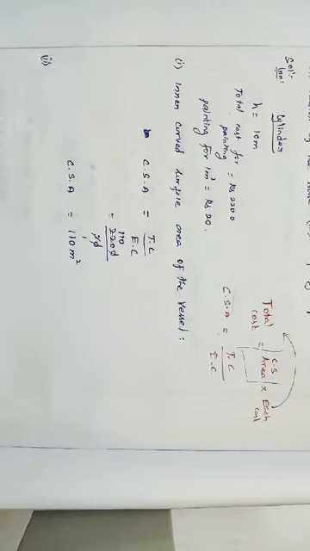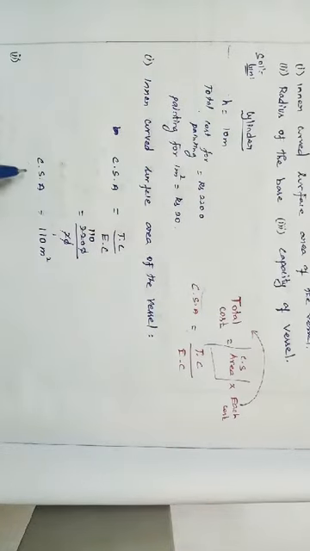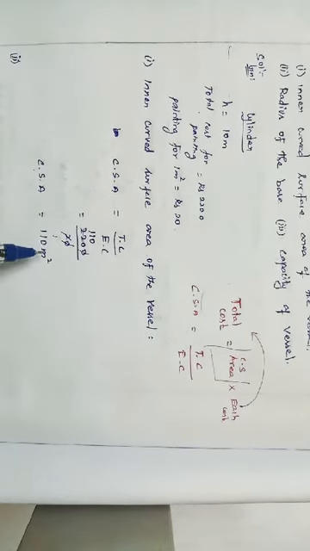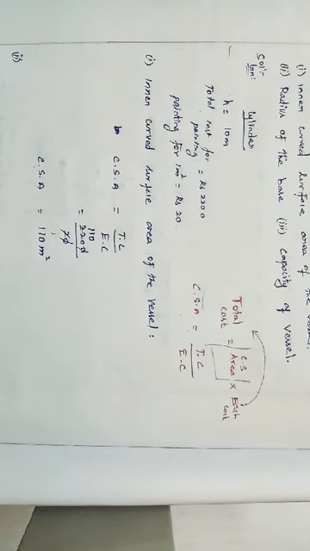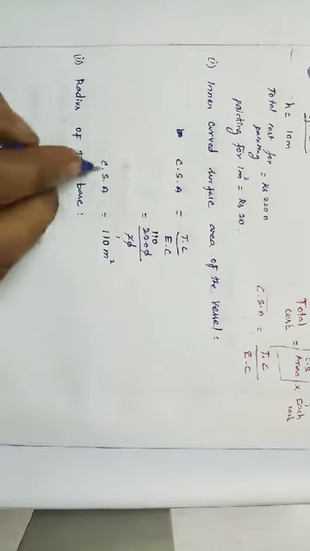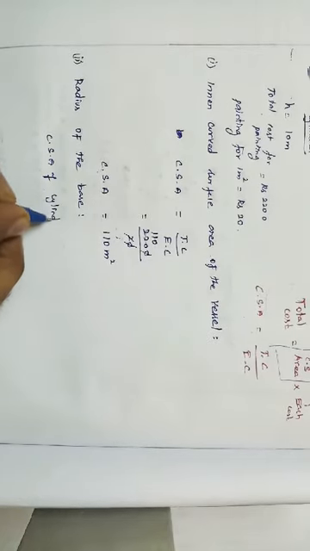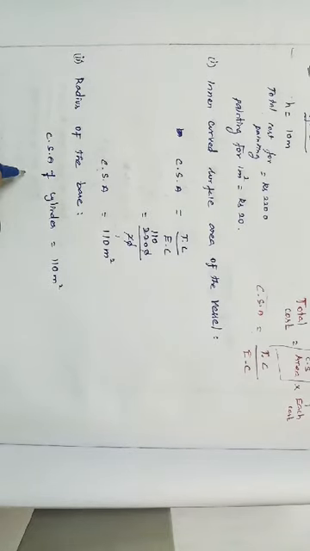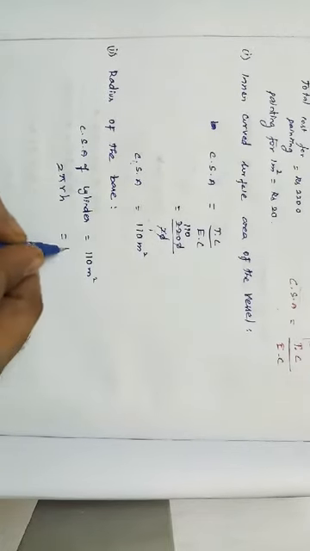Now what we want to find second is the radius of the base. How are we going to find it? We know the CSA value, and if we equate it with the formula, we'll get the radius. Just now we found the CSA of the cylinder, which is 110 meter square. What is the formula for the CSA of a cylinder? 2 pi r h, so 2 pi r h is equal to 110.